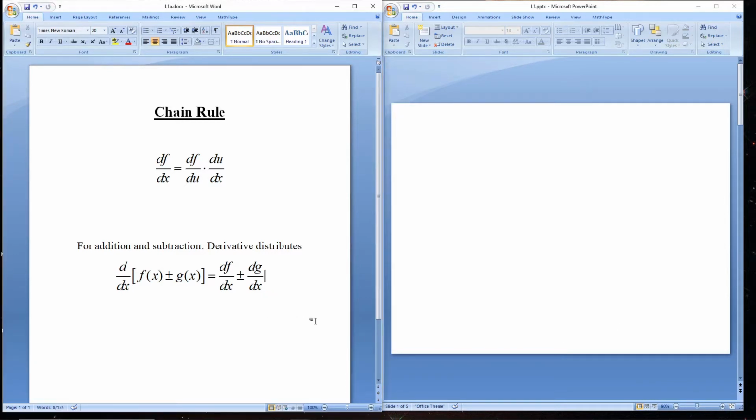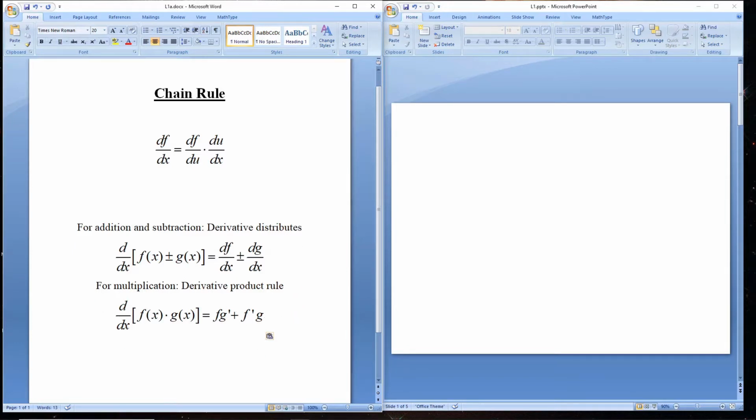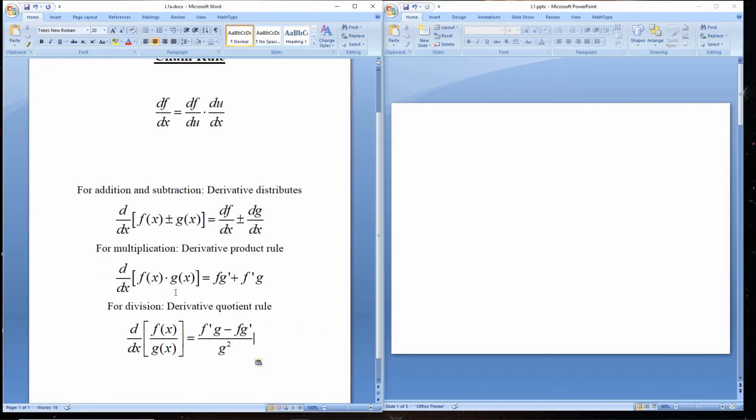And now what we learned in the last lecture is for multiplication, if we want to take the derivative of two things being multiplied, two functions, then we have to use the product rule. And we also found from the last lecture that if you're going to take the derivative of two functions with division, then we have the quotient rule.